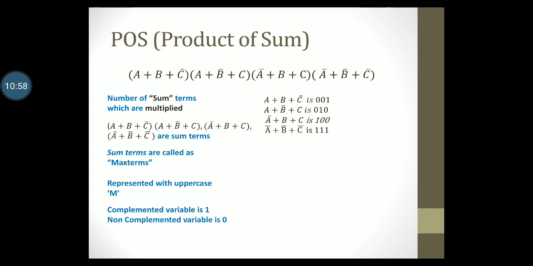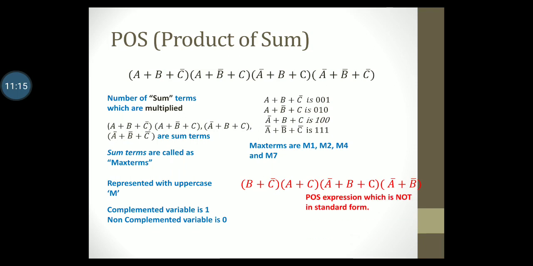In terms of uppercase M, it can be represented using decimal numbers for the equivalent binary Maxterms as M1, M2, M4 and M7. This is also a POS expression, but note that it is not in standard form. This is because in each sum term there are some variables that are missing.